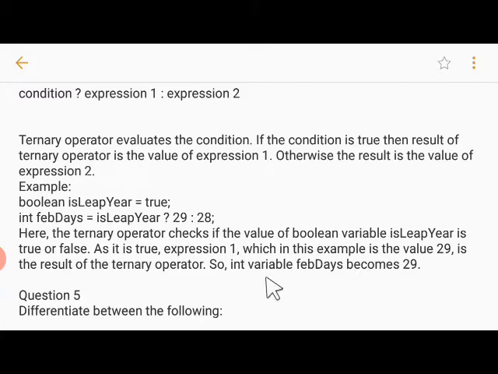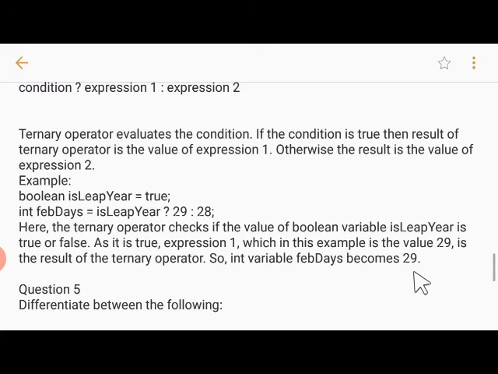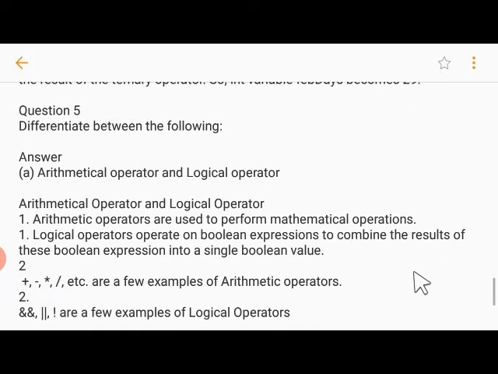So int variable feb days becomes 29. Alright, now after that, students, differentiate between the following. So we have here arithmetical operators and logical operators. Arithmetical operators are used to perform mathematical operations. Logical operators operate on the Boolean expressions to combine the results of these Boolean expressions into a single Boolean value.